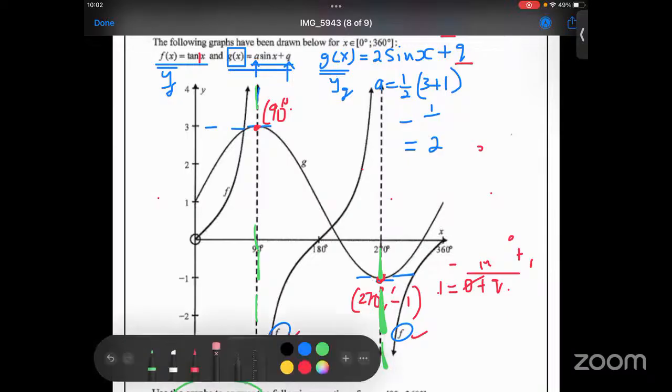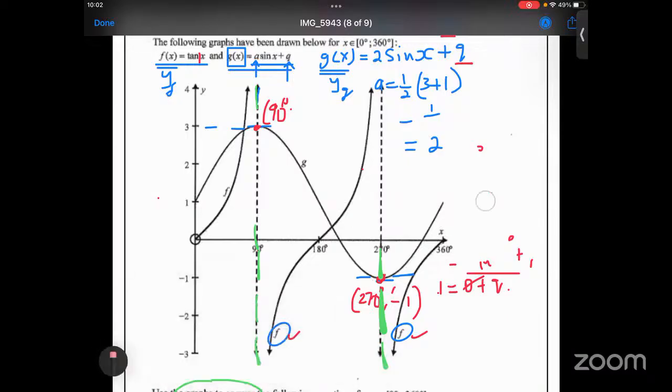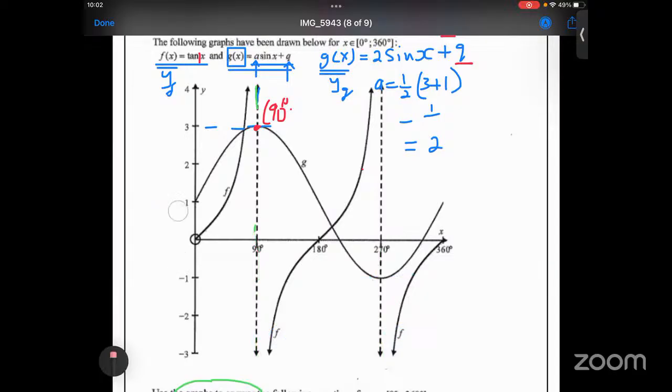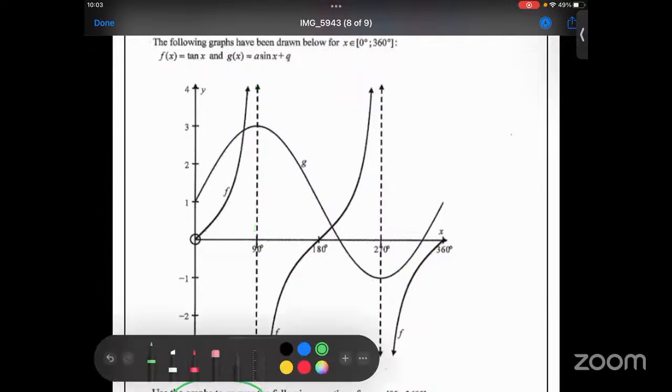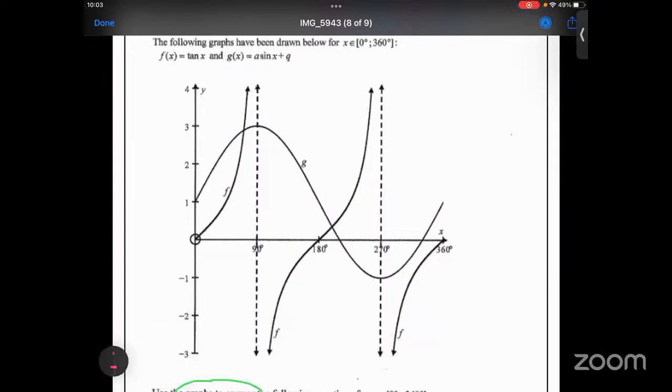So what I'm doing now is to erase all these. I just want to make it clear there, so that as I explain, we are on the same page. Okay, so we are concentrating on the function of g. But we are looking for the x values whereby g is equal to 1.